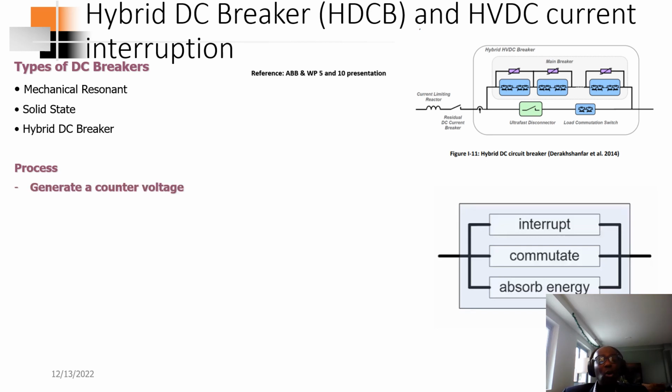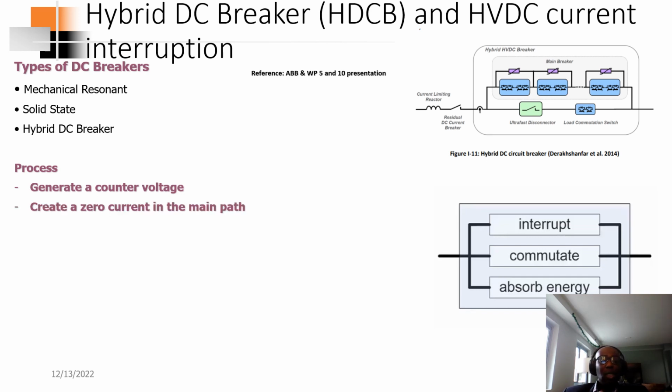Okay, so for the fault interruption scheme, the goal of any DC circuit breaker is to interrupt the fault, commutate the fault, and absorb the energy, because as it is interrupting the fault, there is a lot of energy from the L and C part of the transmission network that you need to commutate and have an absorption scheme for. And I'll show you what consists of the commutation branch, the interruption branch, and the absorption branch.